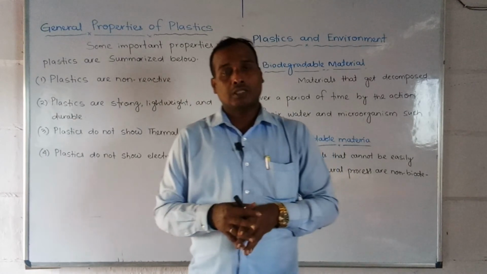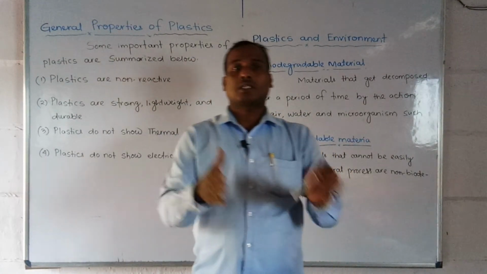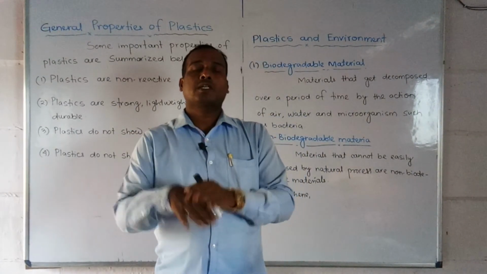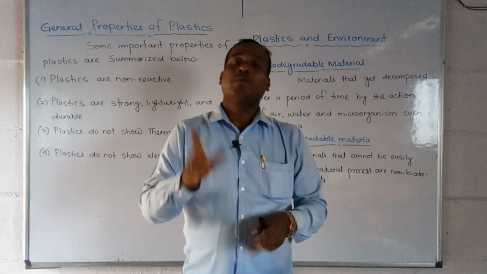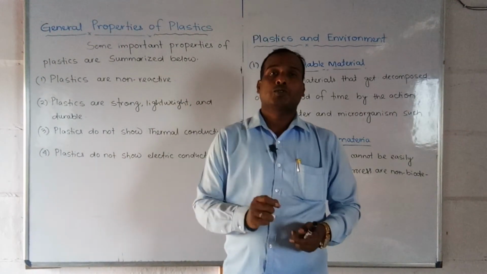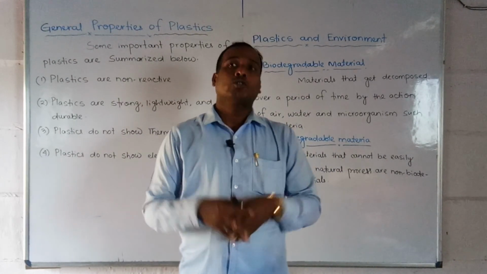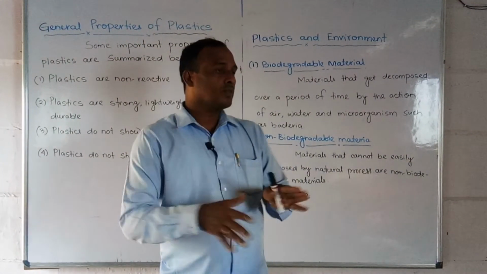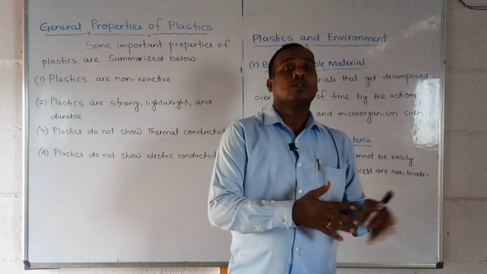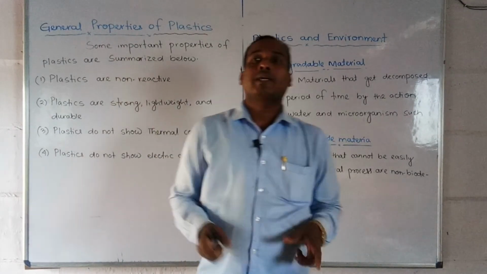Those materials are called non-biodegradable substances, like polythene. Polythene or plastics, if you keep them outside in sand or soil, even 100 years after that you will see that they won't be decomposed. So those materials are called non-biodegradable materials. In your surroundings, you have to select which materials are decomposable or non-decomposable and make a list.